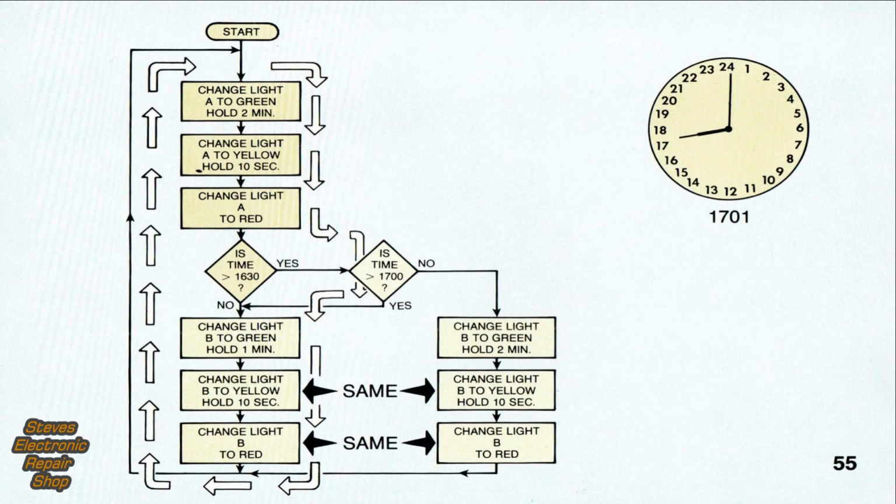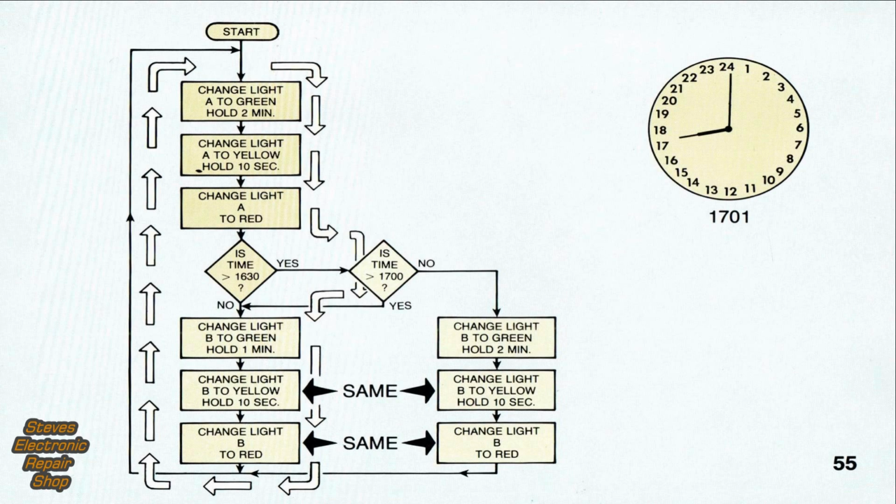Here's the route you should have taken. Notice that test 1 is answered with a yes, since time is greater than 1630. The next decision asks, is time greater than 1700? The answer is yes, and flow returns to the 1-minute light B cycle. This takes care of times that are greater than 1700, so the flowchart works.